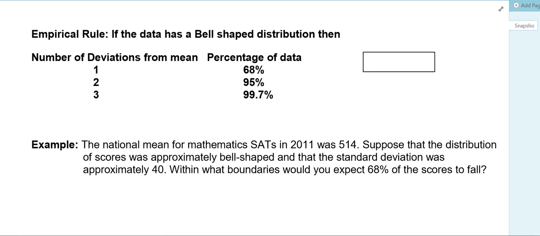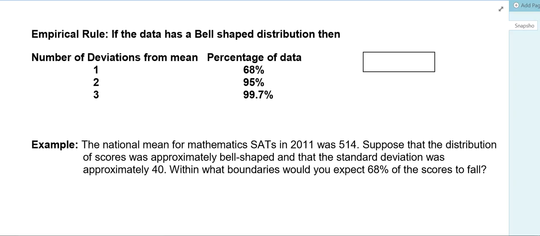Okay, here's the second part of our snapshot. In this part, we're going to have one additional condition that, if it is satisfied, makes problems associating intervals to the percentage of data in that interval a little bit easier.